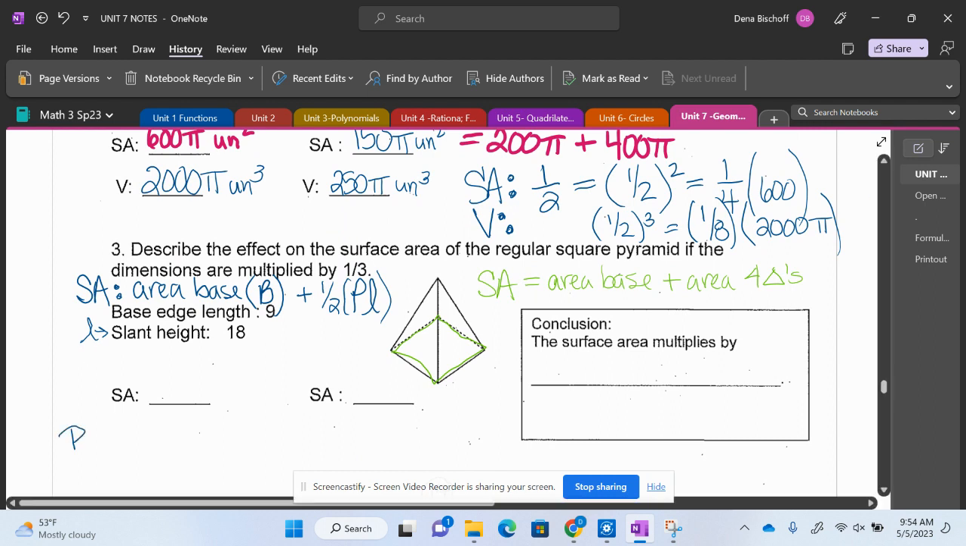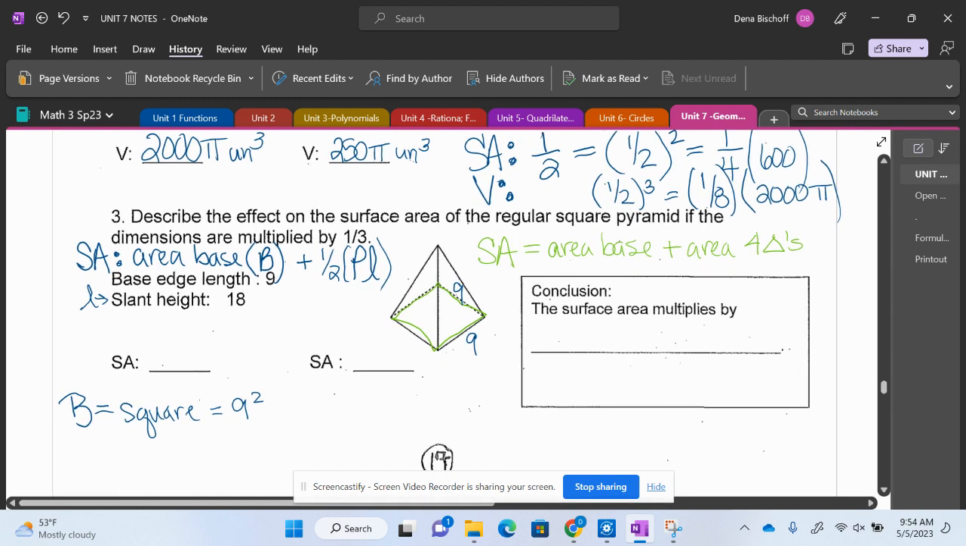So when I'm looking for that capital B, the blessing is that it's a square. My base is a square, and it says that the length of each side is 9. So to find that area, I just have to take 9 squared. So capital B equals what? Yeah, so my capital B equals 81. So let's talk about the perimeter of my base. Perimeter, that's all the way around. So I have 4 sides, and they're all the same. So the perimeter of my base is 36.